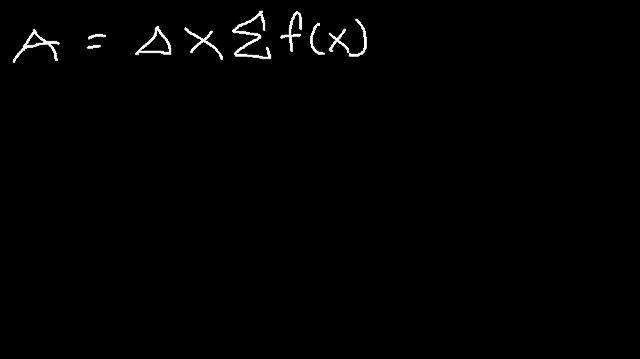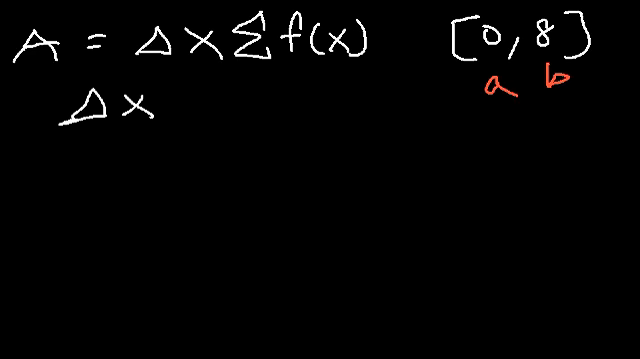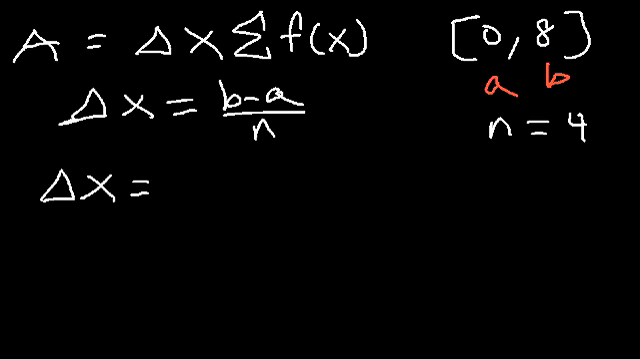So it's going to be delta x times the sum of all of the heights of the rectangles in the interval, that is, in the interval from 0 to 8. A is 0, B is 8. Delta x, which is the width of the interval, is the difference between B and A divided by n. Now let's choose an n value of 4, which means that we're going to use 4 rectangles to approximate the area under the curve. So delta x is going to be 8 minus 0 divided by 4, which is equal to 2.